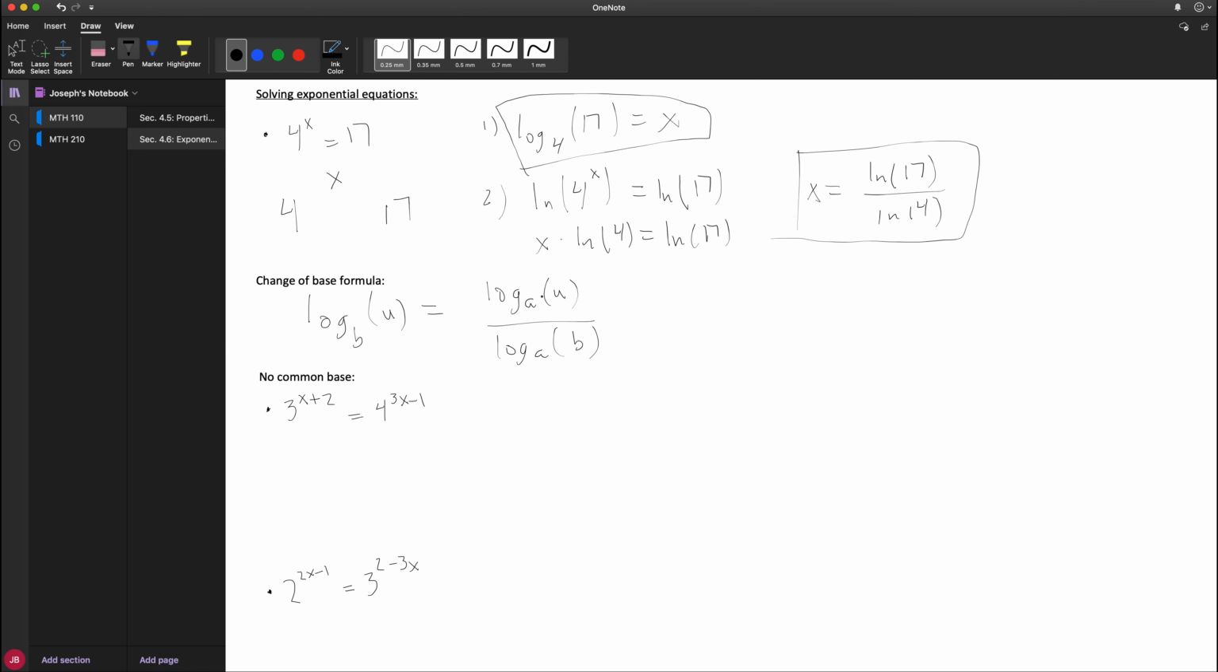If you wanted to compute log base 4 of 17, well, you don't have that key on your calculator. However, you do have a natural log key. So you would do ln of 17, end parentheses, divided by ln of 4, end parentheses, hit enter. And if you want to know, let's see, do I have this answer? It's roughly 2.04.